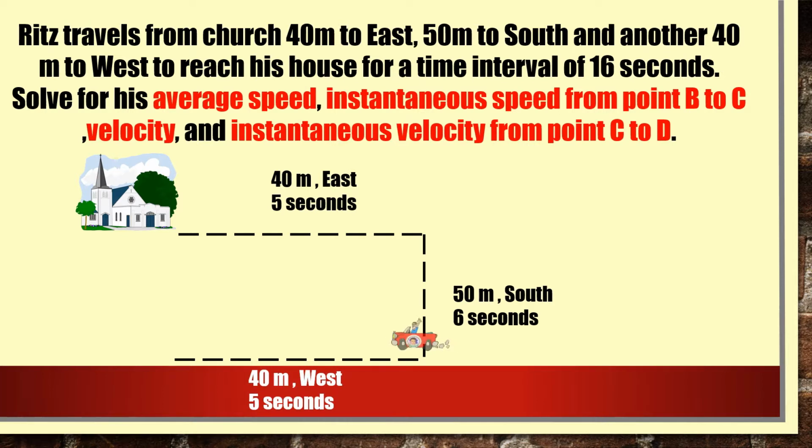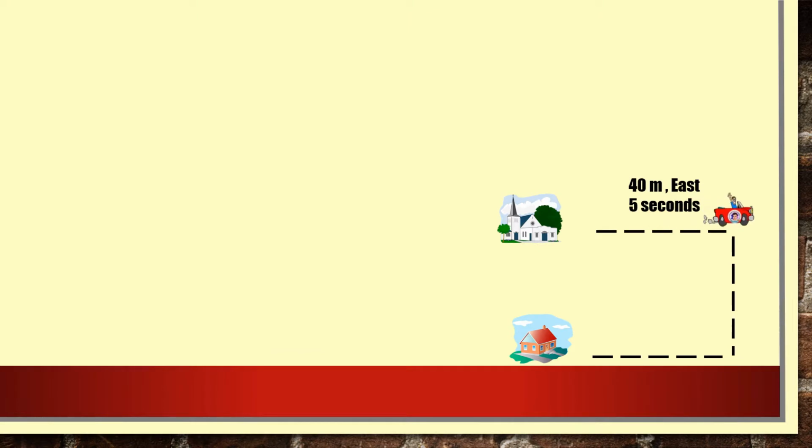The problem is, Reeds travels from church 40 meters to west, 50 meters to south, and another 40 meters to west to reach his house for a time interval of 16 seconds. Solve for his average speed, instantaneous speed from point B to C, average velocity, and instantaneous velocity from point C to D. Below is the illustration of Reeds as he travels.